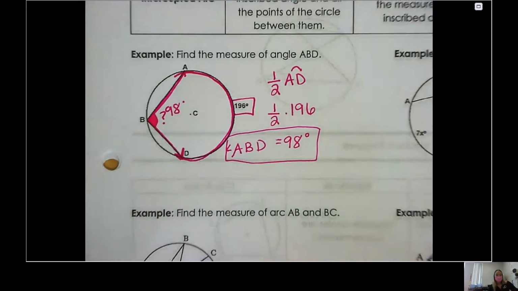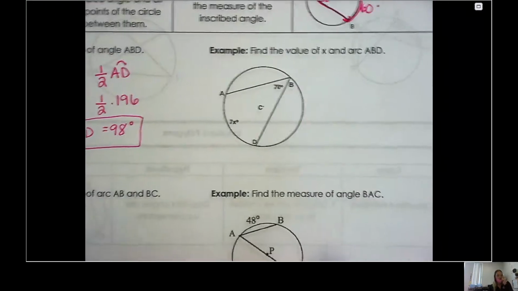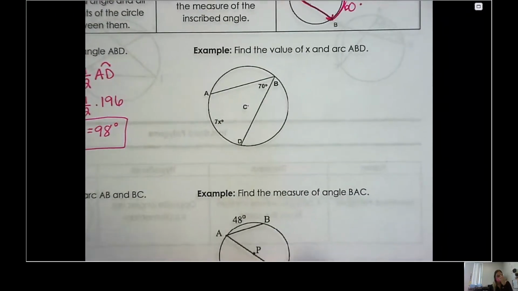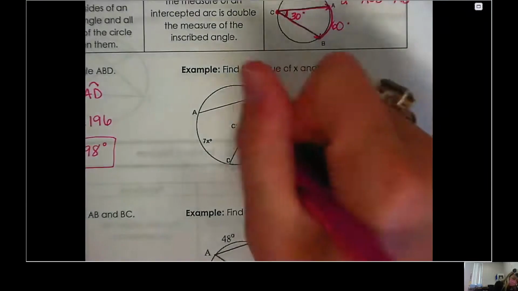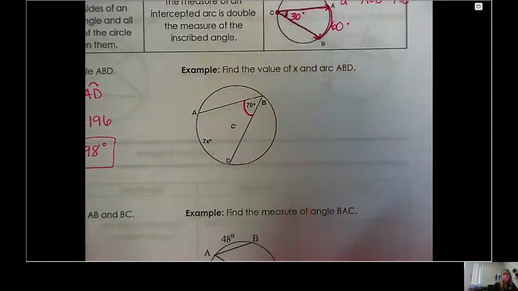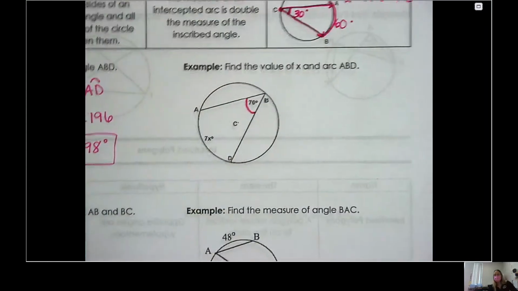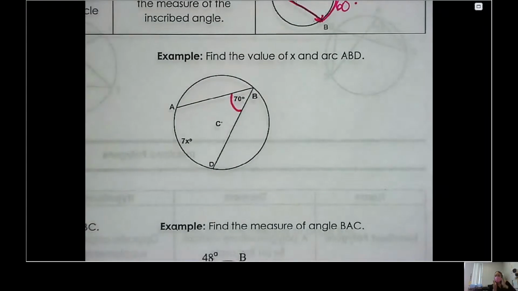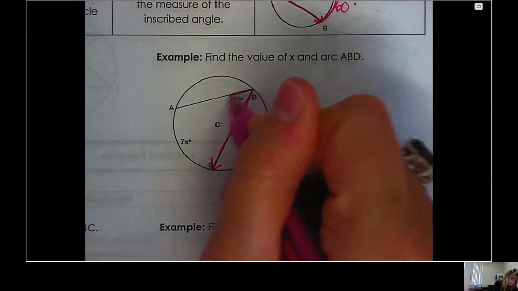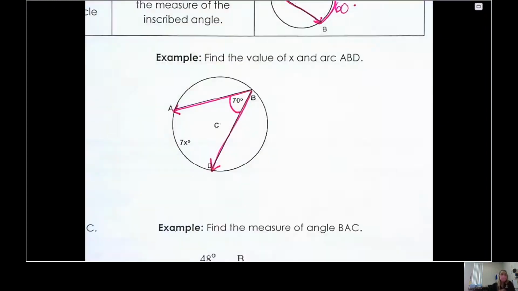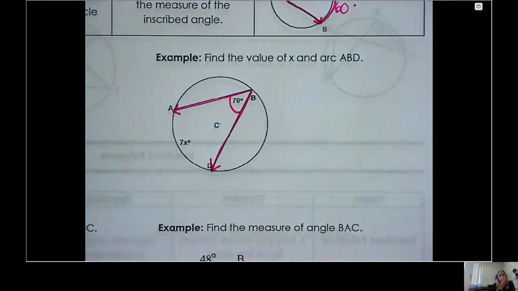Find the value of x and arc ABD. Okay, so the first thing I give you is this angle right here is 70 degrees. Now, do just like we did before, follow the side lengths, follow the chords, and make arrows to see the arc that it matches up with. What's the intercepted arc that it matches with? Arc AD. Good.